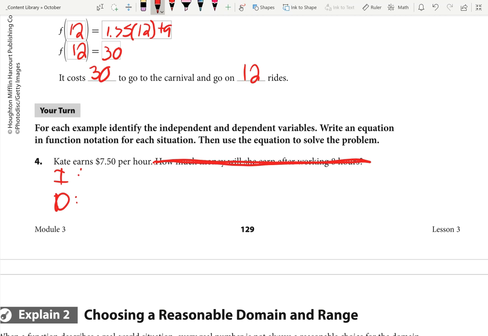So what depends on the other? Does the amount of money she makes depend on the number of hours that she works? Or does the number of hours she works depend on the amount of money she makes? Again, the answer should be obvious. Which one affects the other? The number of hours she works will affect the amount she makes at the end of the night, not the other way around. So independent is the number of hours worked, and dependent will be the amount of money earned.